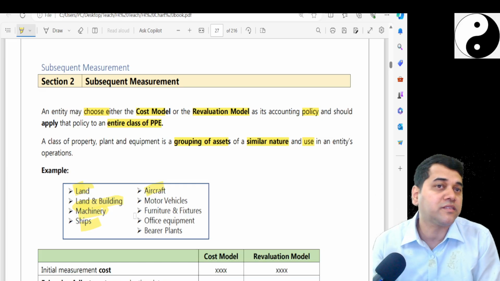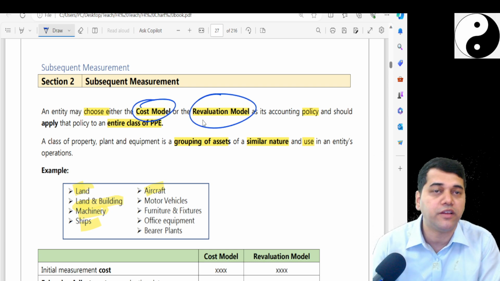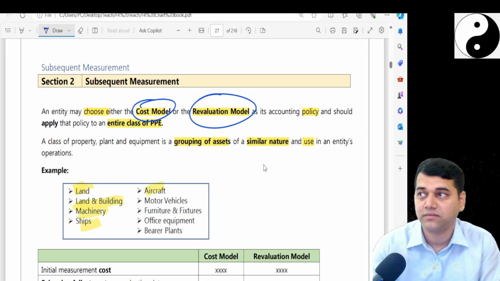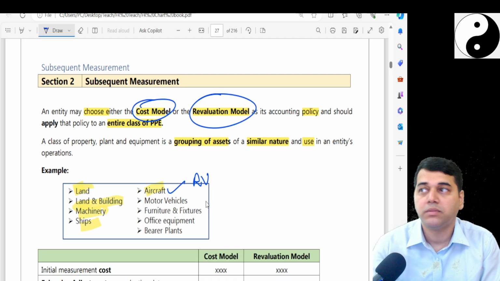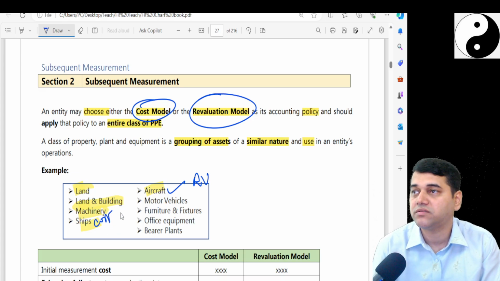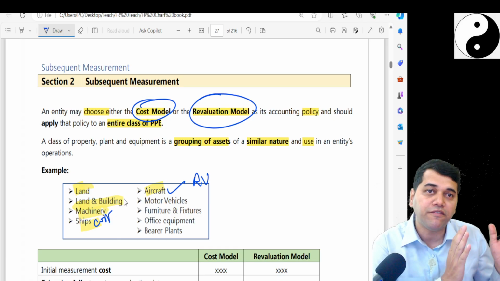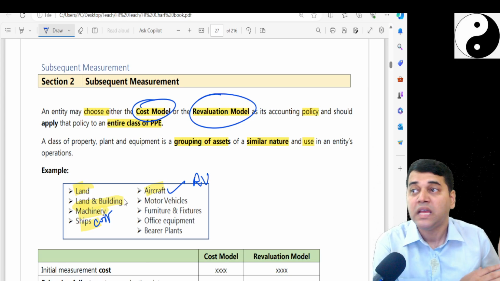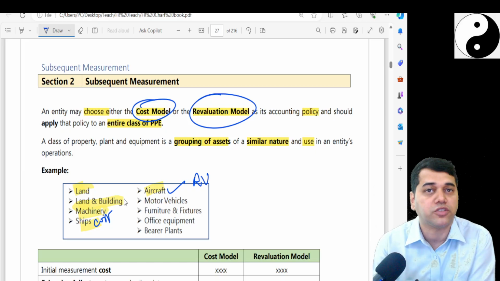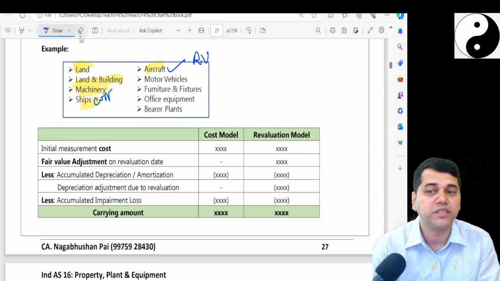Now why do we need this class? Because when we apply the cost model or revaluation model, it should be applied class-wise. That means for aircraft I can go with the revaluation model, but for all the aircraft I should do revaluation. For ships I can go with cost. I cannot change as per my convenience. If for one factory building I go for the revaluation model, all the factory buildings should use the revaluation model. At the same time I can maintain office buildings at cost. Both are different classes.